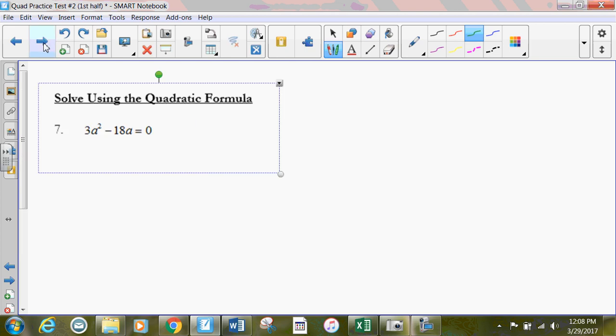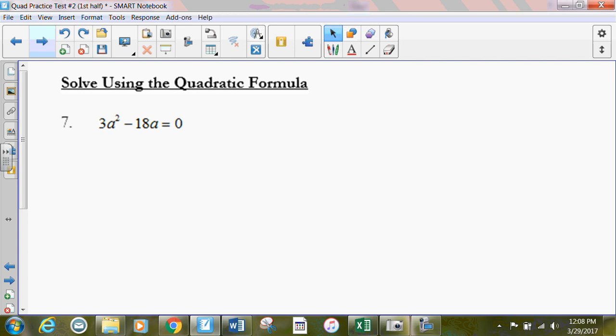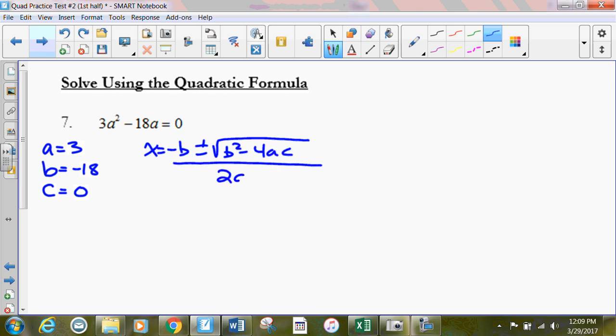And now we're moving on to solve using the quadratic formula. So I'm going to do this 2 ways, just to show you. I am going to use the quadratic formula first. I'm going to say a equals 3, b equals negative 18. Oh my gosh, there's no c. That means c is 0. And then I'm going to sing my song. Yes, you know the one. X equals negative b plus or minus square root b squared minus 4ac all over 2a. All right. And then I would plug in. I'm going to go ahead and do this.